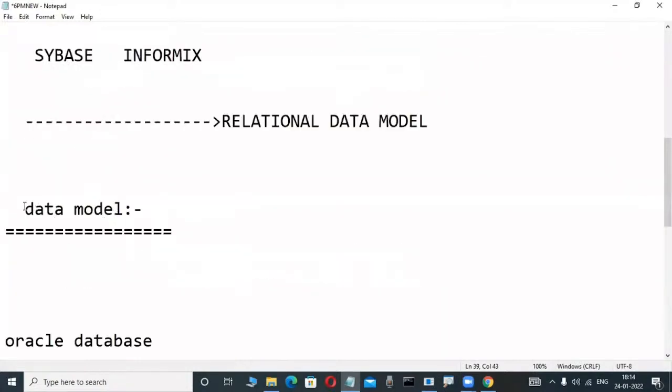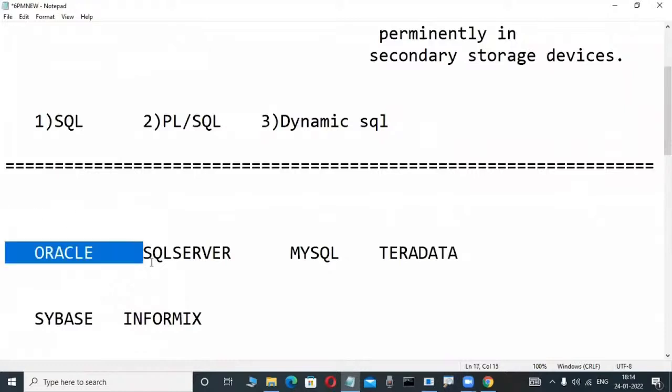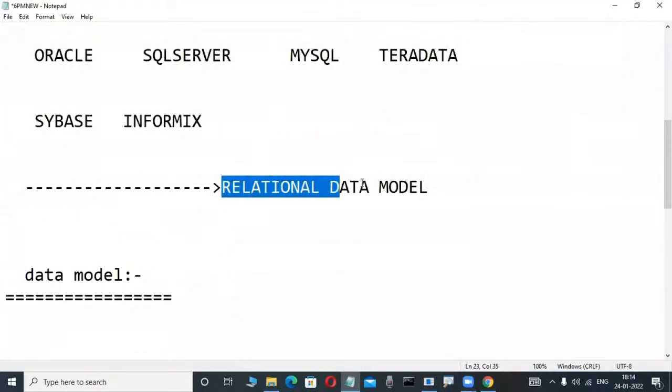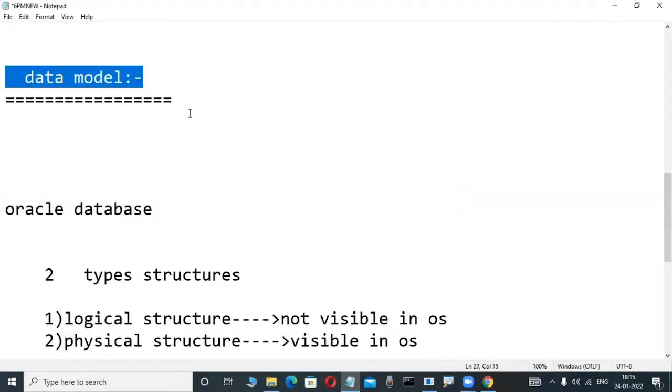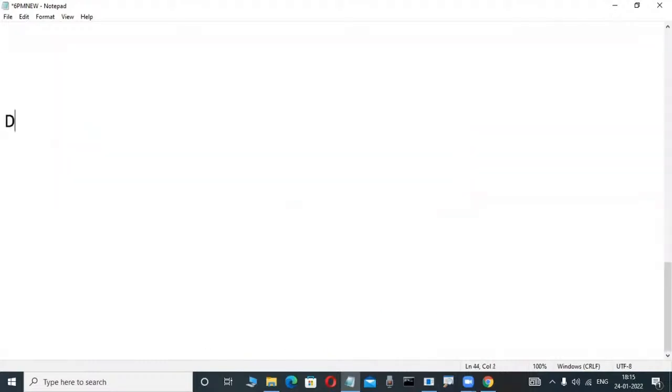What is a data model? First observe it here. These all products are implemented based on which concept? Relational data model, from 1970 onwards. This is a new model, and one fellow introduced it. I will tell you. But before that, what is this data model? Easy. Anybody have an idea? Any computer students are there? Don't write anything, these are demos.